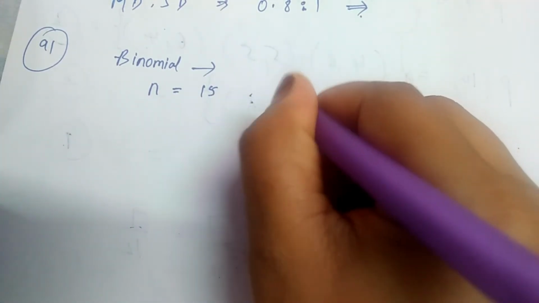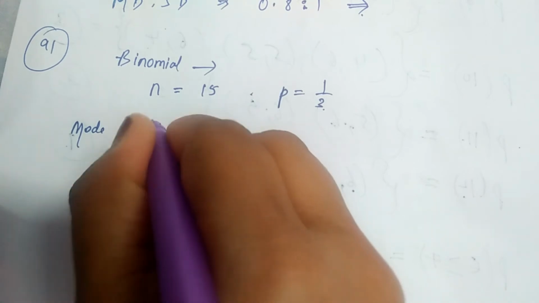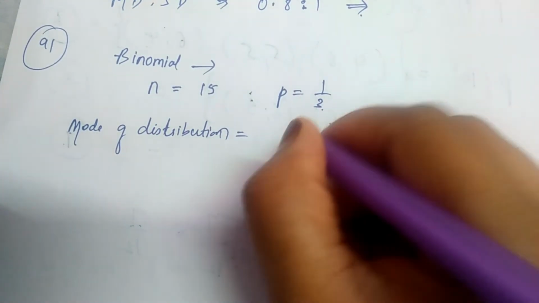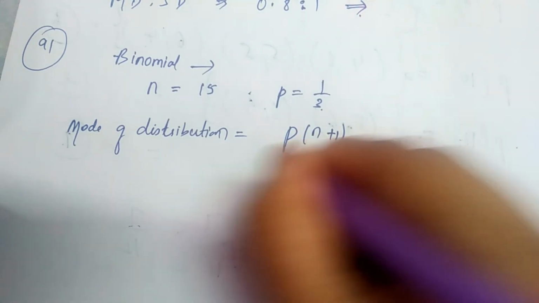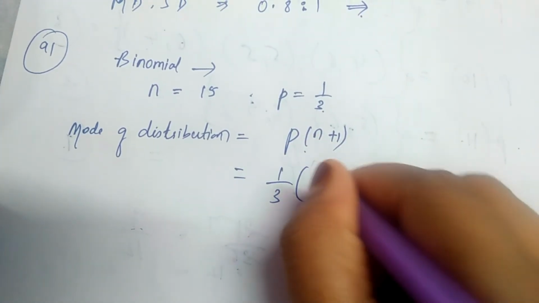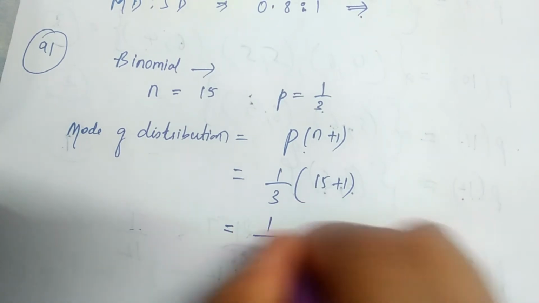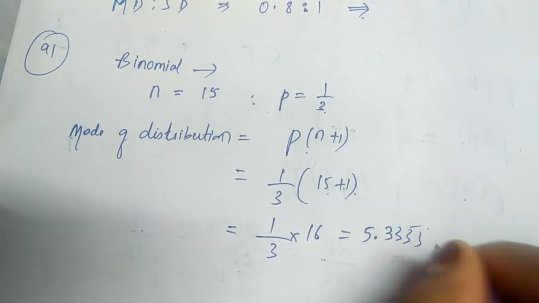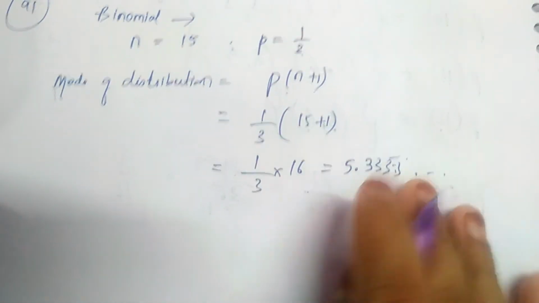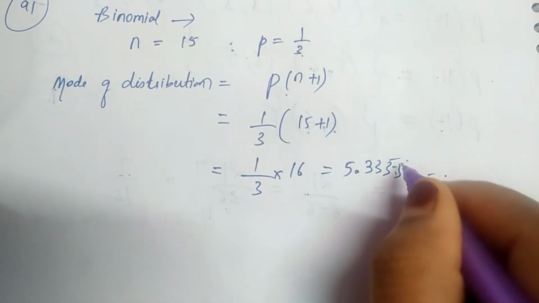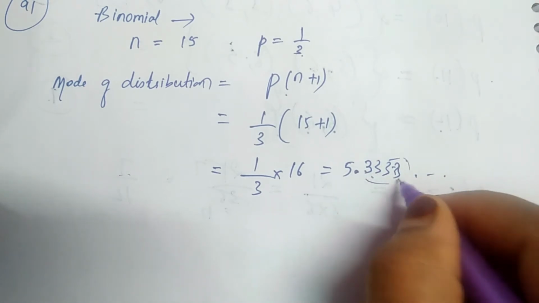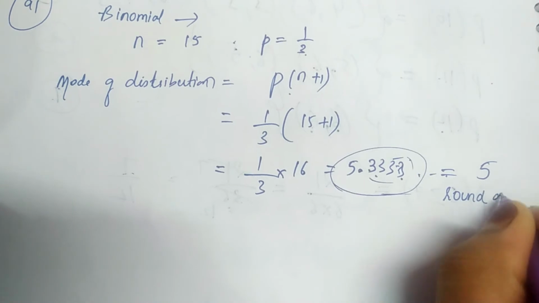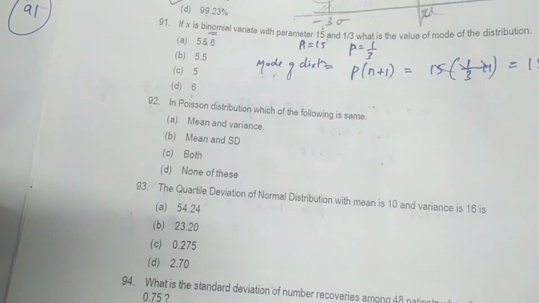Now we know that the mode of the distribution is nothing but P into N plus 1. Here, what is P? 1/3. What is N? 15, plus 1. Now let's solve it. 1/3 into 16 is nothing but 5.3333 recurring. Since the decimal 3 is less than 5, we'll round it off to 5. So our answer will be C.